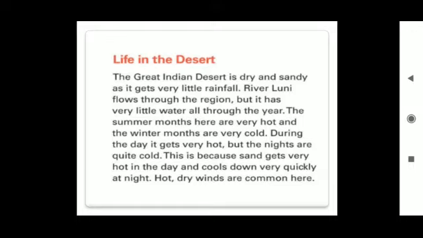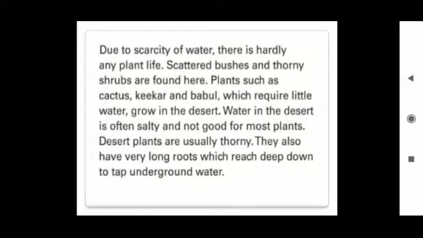Hot, dry winds are very common here. The winds blowing are very hot and they are dry winds. No moisture, so we feel very hot. Due to scarcity of water. Why is there scarcity of water? Because of less rainfall. Where there is less rainfall, water scarcity is going to arise.